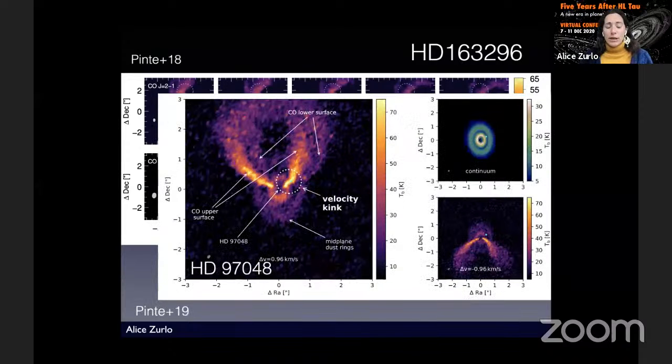And this is even more spectacular. This is the system around the star HD 97048. And here it is very clear, the presence of the kink in the gas kinematics. And this is more spectacular because of the exact location of the kink. You can see the continuum image, and it is located actually in the ring of this protoplanetary disk. So it is exactly where we expect the planet to be. So this is very good news. Again, we are finding the responsible for the feature of the disk, and it is a planet again.